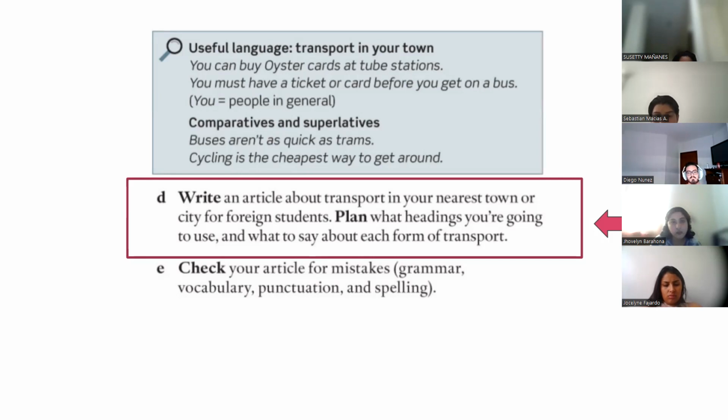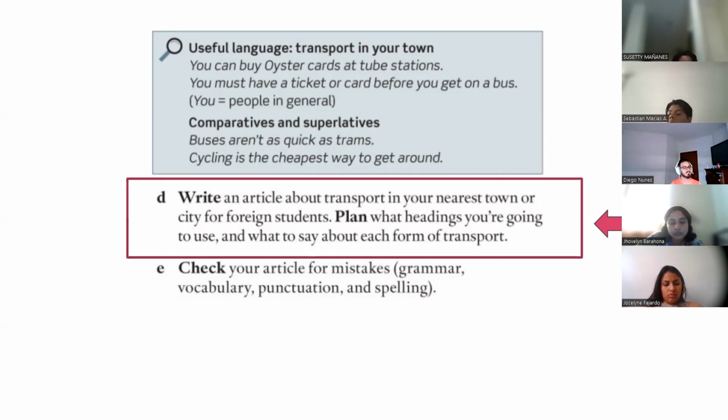Comparatives and superlatives. Okay, this box emphasizes the importance of using comparatives and superlatives. And when you use this, it's implicit that you are talking about people in general, okay? That's it.